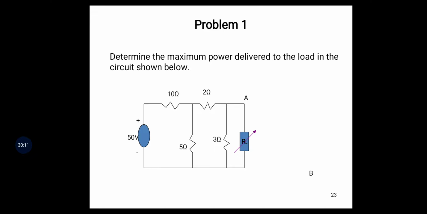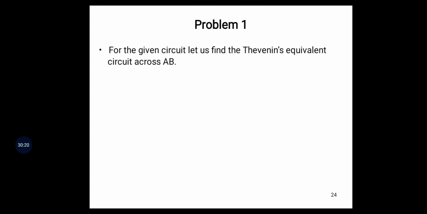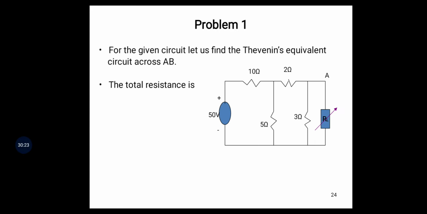First of all, before we go to the calculations, we find the Thevenin's equivalent across the load. For the given circuit, let us find the Thevenin's equivalent circuit across AB. If we find the Thevenin's equivalent across RL, we open the RL. At that point, we find the VThevenin. That means across the 3 ohm resistor, we find the voltage. That is the Thevenin's voltage.